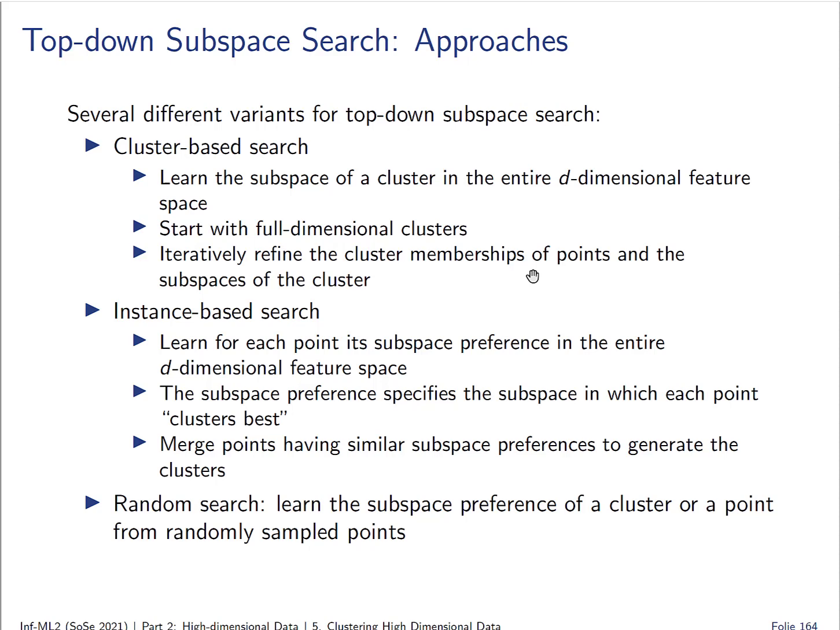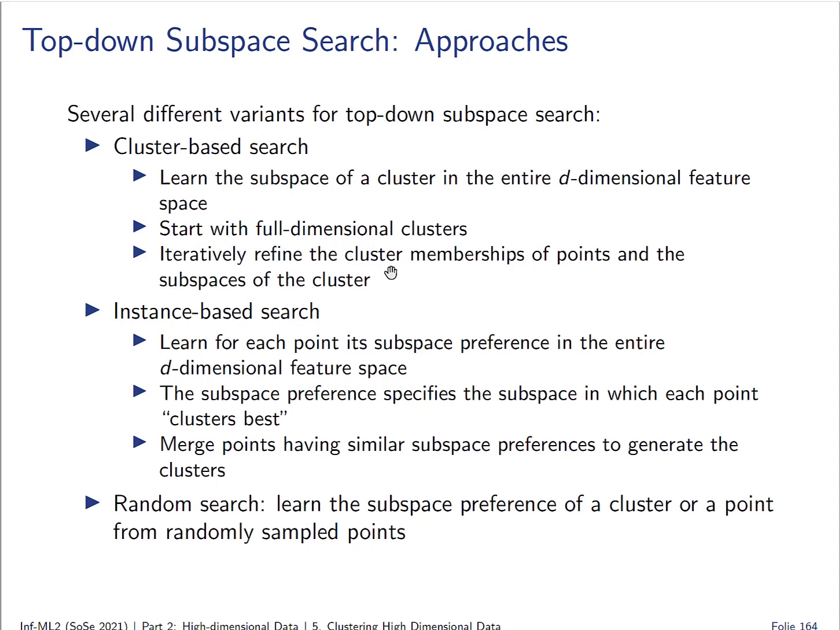We talked in the challenge chapter about integrating the subspace search into the clustering algorithm, and these algorithms do exactly that. They try to iteratively refine cluster memberships and subspace clusters somehow simultaneously. And they typically start with full-dimensional clusters. So that is the cluster-based search. We have clusters and try to get the relevant features for those clusters, and then refine the relevant features and cluster memberships.